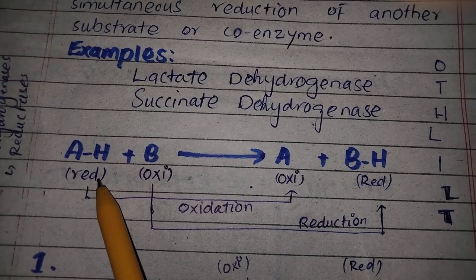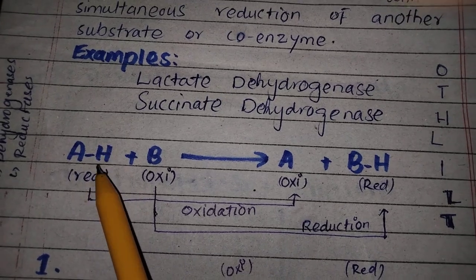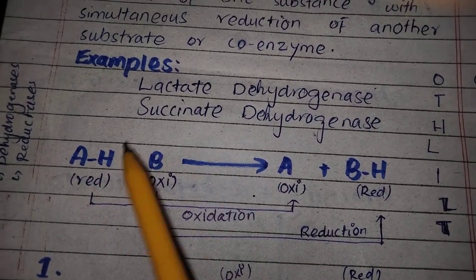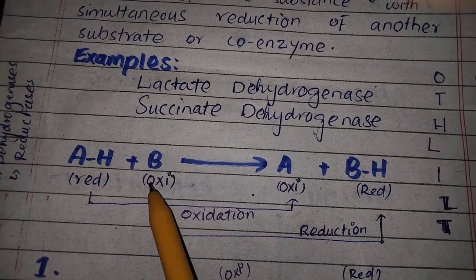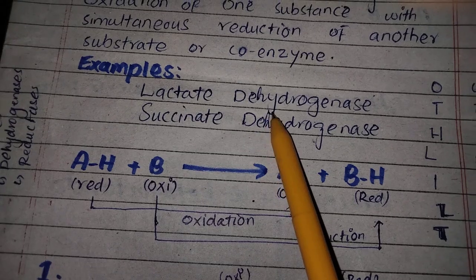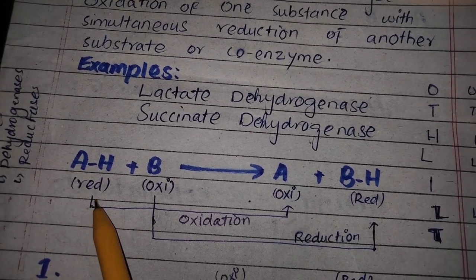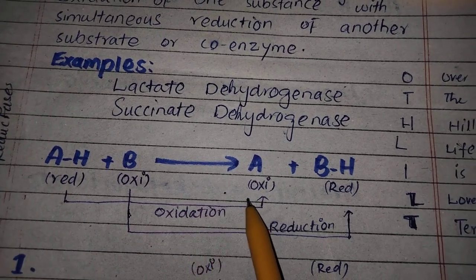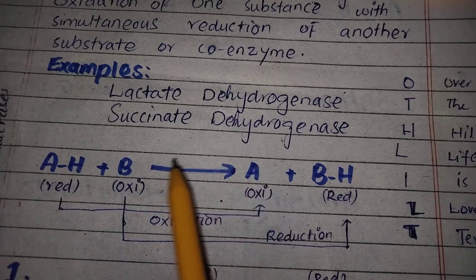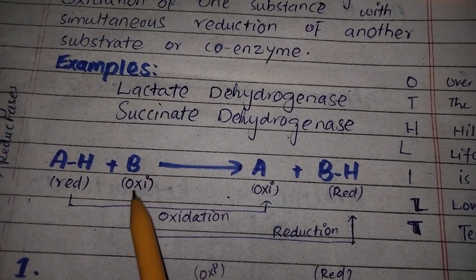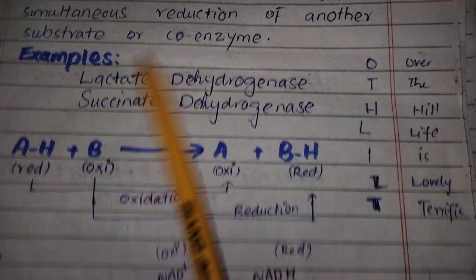oxidoreductases. The first substrate is in reduced form AH because having hydrogen. Reduction is gain of hydrogen, gain of electron, loss of oxygen, while oxidation is gain of oxygen, loss of electron, loss of hydrogen. Here the first substrate is in reduced form. It is being oxidized because of removal of hydrogen, while other one is in oxidized form. It is being reduced by the addition of hydrogen.